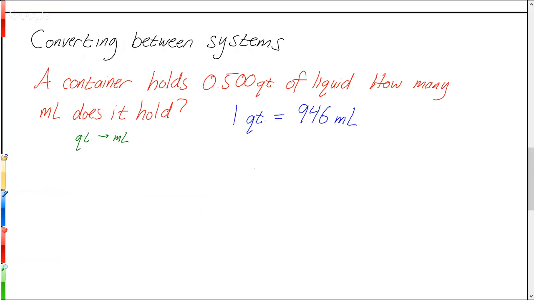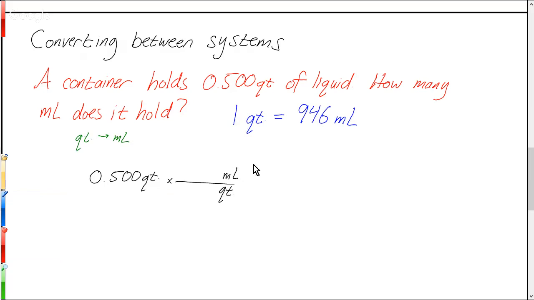So now we can set up our problem the way that we did before. We're going to put that first number down here, 0.500 quarts, and multiply it by a factor that allows us to convert quarts to milliliters. So what do we want on the top? What do we want on the bottom? Milliliters on the top and quarts on the bottom. How did you know that? Because quart is on the top. Yeah, the number that we started with is considered the top, so we want its counterpart on the bottom so that those two can cancel each other out and we're left with milliliters.